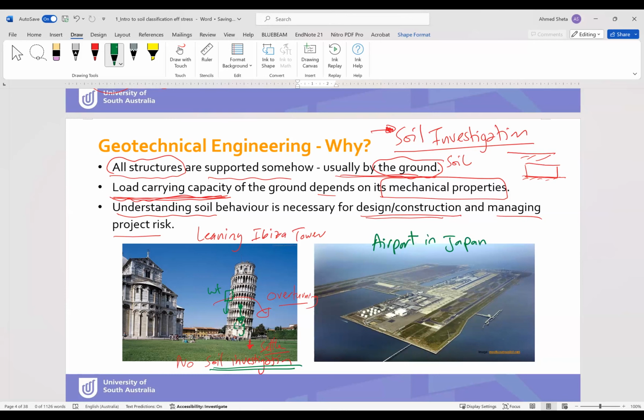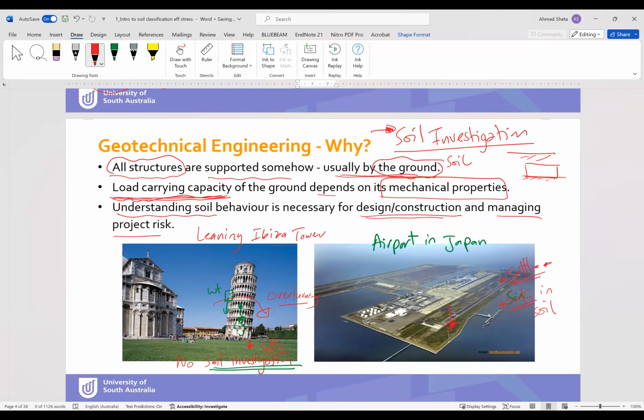Also, they didn't do investigation of the soil before starting the project. So the airport sank in the soil, also because of the weight, and the soil is not strong enough to support the load. So the airport sinks or settles from some sides of the structure or of the airport itself.